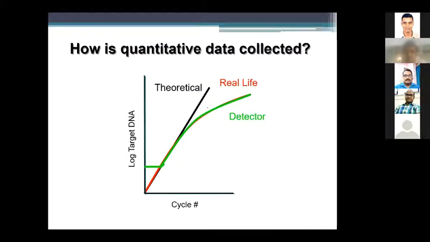For qPCR data collection, in normal PCR we collect the data at the endpoint, but in qPCR the data is collected in the log exponential phase, and we collect the data throughout the exponential phase up to the end point.